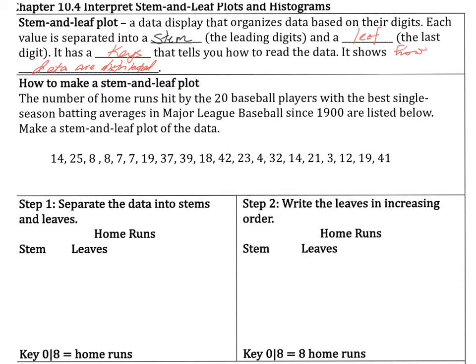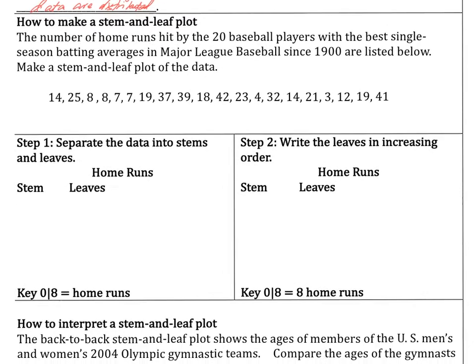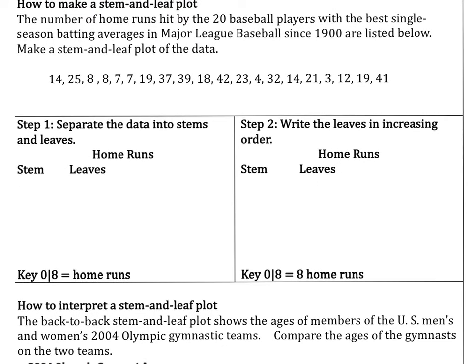Okay, now I'm going to show you how to make a stem and leaf plot. The number of home runs hit by the 20 baseball players with the best single-season batting averages in Major League Baseball since 1900 are listed below. Make a stem and leaf plot of the data. The first step here is to separate the data into stems and leaves. So I'm going to first title the stem and leaf plot Home Runs, and I typed that for you.